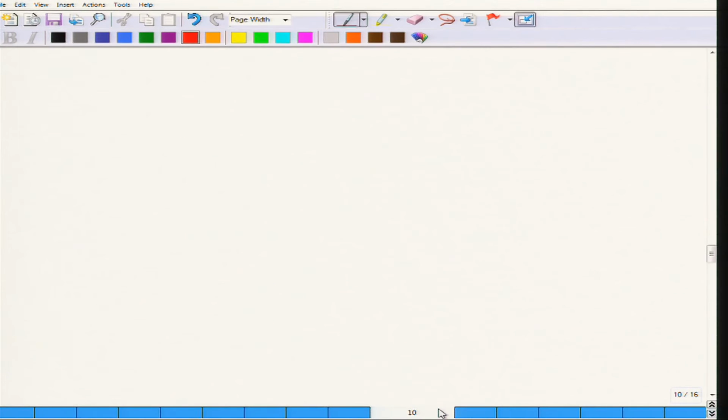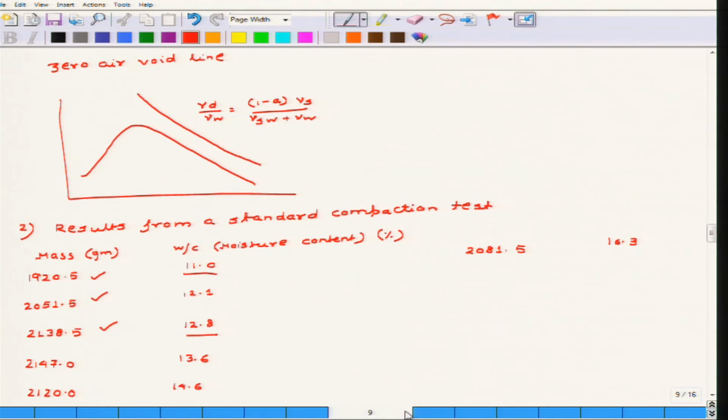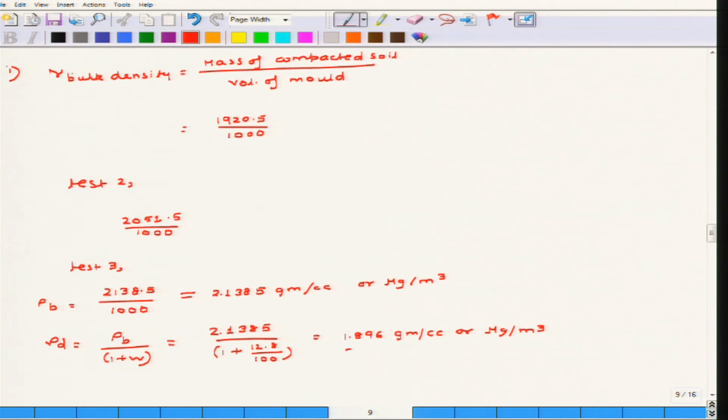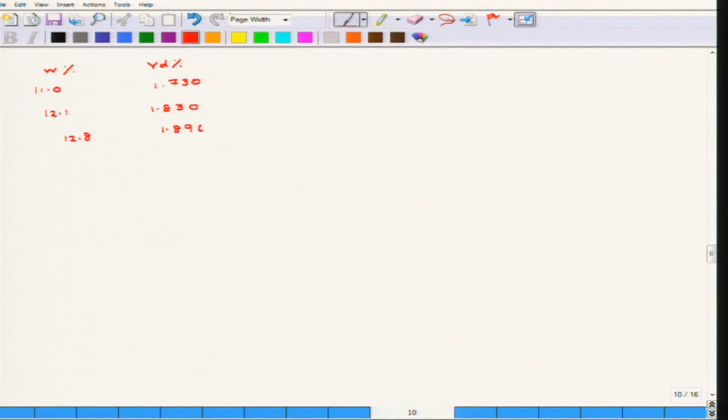Now this is done. Now you have to plot the water content versus the dry density. Let us start with the moisture content of 11, because 11 is the starting moisture content here. For 11 you get the dry density as 1.730. Similarly, for 12.1 you get 1.830. For 12.8 we have already got 1.896, in gram per cc. Similarly, for 13.6 this is 1.890, and so on.